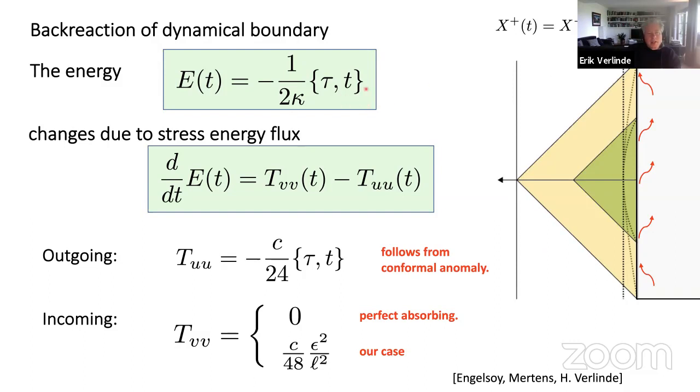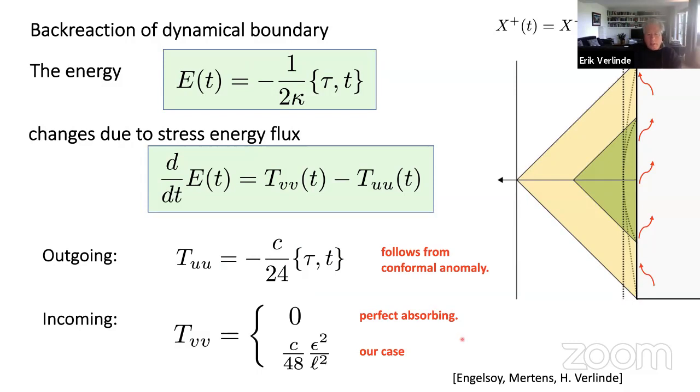As I said, this is the energy, but the energy doesn't stay constant because there's a flux of energy going out and a flux of energy going in, which are these components of a stress tensor on the boundary. The difference between the flux out and in is, of course, the change in the energy. So this is the equation, and now you have to plug this in here. The other thing you use is that the outgoing flux can be computed purely from considerations using conformal invariance, or actually conformal anomaly, and it's given itself by the Schwarzschild.